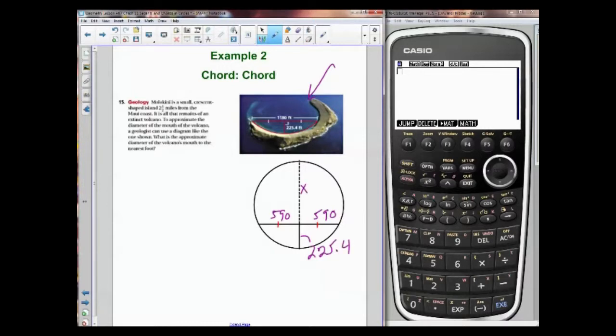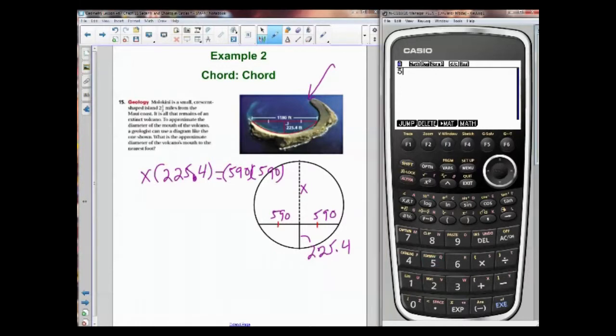All right, so it's the exact same thing. Part times part is equal to part times part. Well, when I write it out as an equation, there's no way I'm going to do this in my head. 225.4 times x is equal to 590 squared, or 590 times 590. Okay? I'll go ahead and write it out like that. So I'm going to just go ahead and do x is equal to 590 times 590 divided by 225.4. So watch this. I can do 590 squared if I wanted to. Boom. Divided by 225.4. Knock it out, and x is 1544.4.